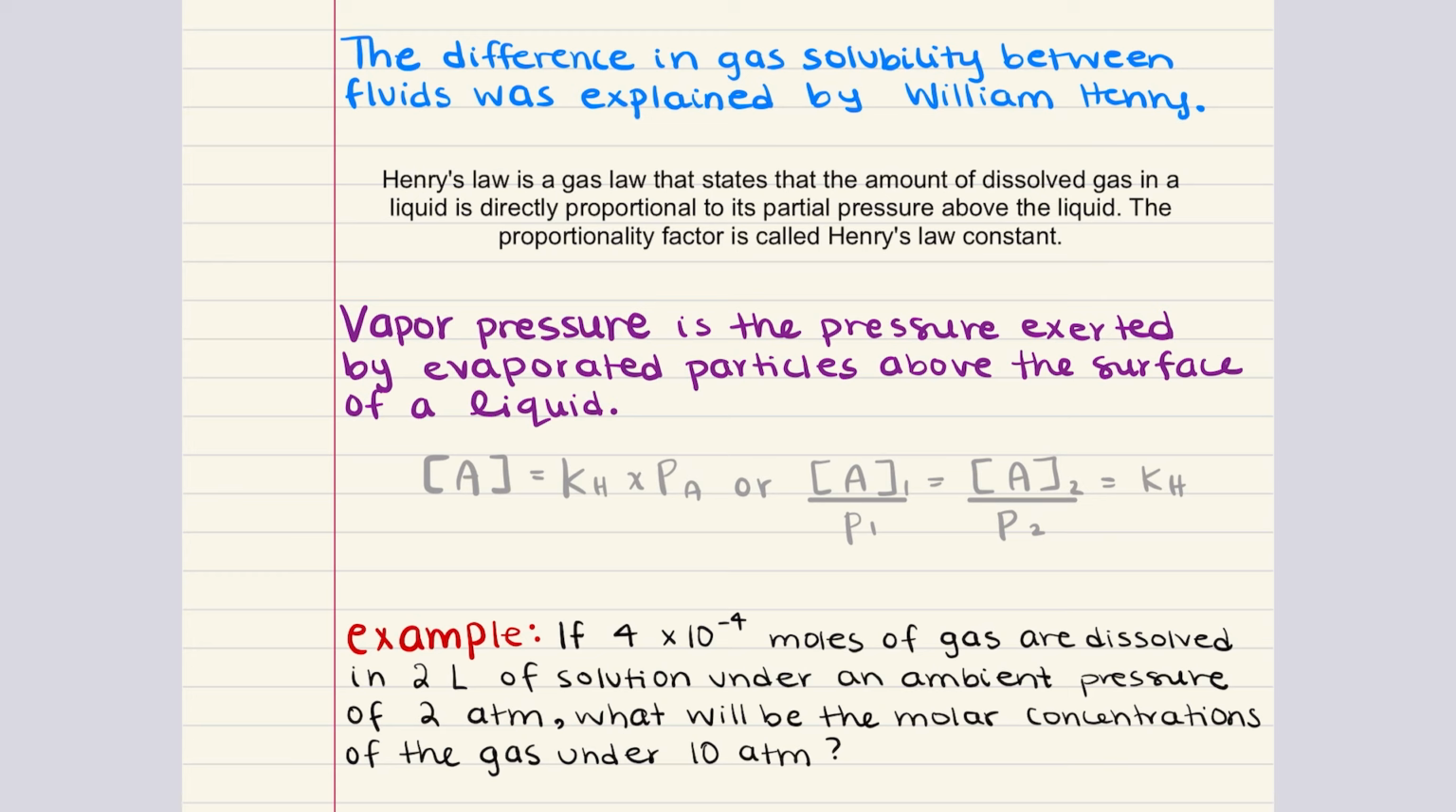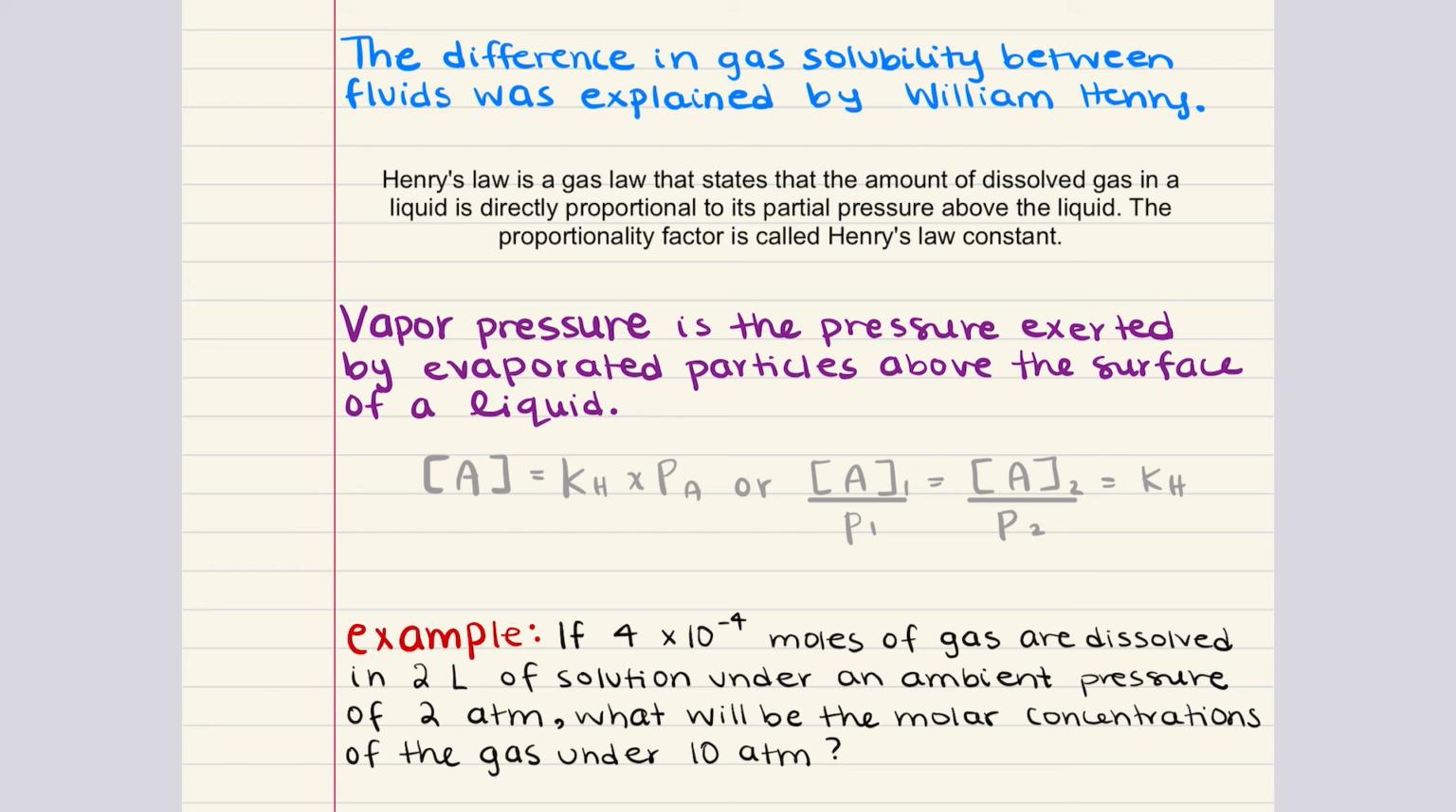Now, the difference in gas solubility between fluids was explained by William Henry in 1803. What Henry noticed was that at various applied pressures, the concentration of a gas in a liquid increased or decreased. This was a characteristic of a gas's vapor pressure. Vapor pressure is the pressure that's exerted by evaporated particles above the surface of a liquid. Now, evaporation is a very dynamic process that requires the molecules at the surface of a liquid to gain enough energy to escape into the gas phase.